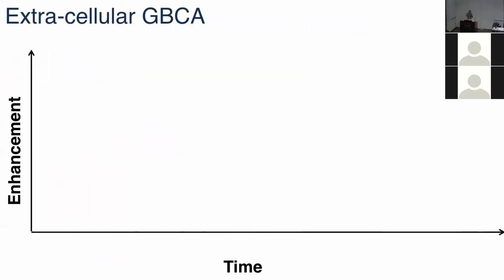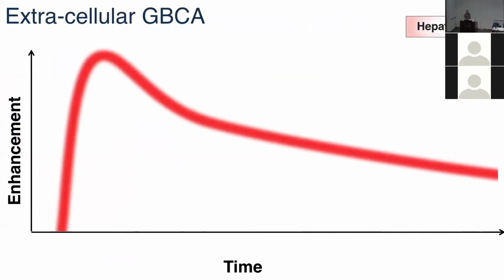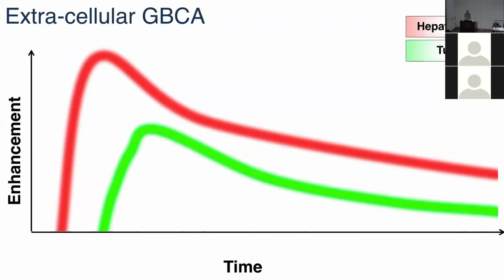So what does this look like schematically? Here we have enhancement on the y-axis, time on the x-axis. We're going to give a contrast agent, and the hepatic artery will enhance and then de-enhance. And then if there's a tumor, the tumor is fed by the hepatic artery, and the tumor will enhance and de-enhance. And notice that it takes about 10 to 15 seconds for the tumor to enhance after the hepatic artery enhances. Now, does 10 to 15 seconds ring a bell?